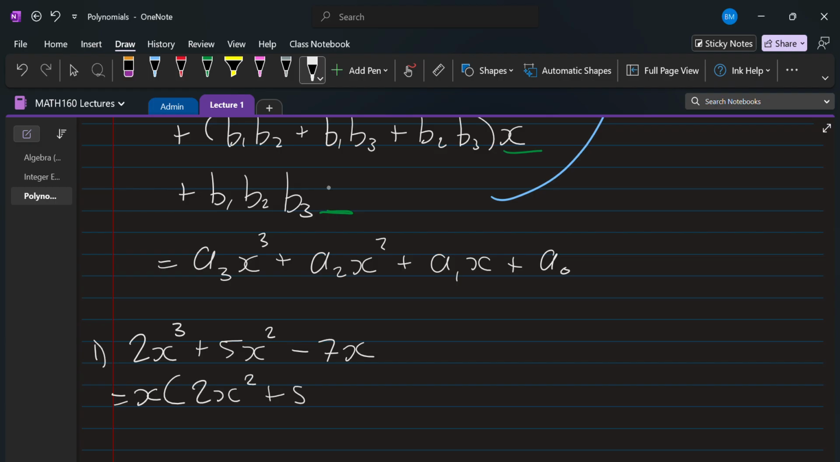I think the best way to learn this is just by practice. You do a bunch of problems, it will become easier over time. So let's have a look at some problems here.